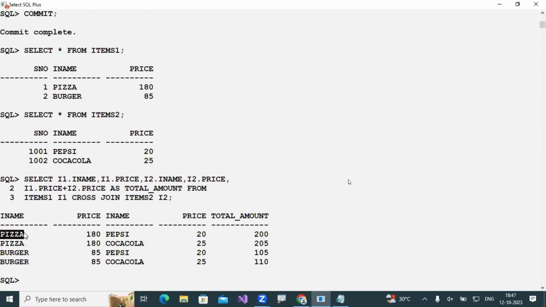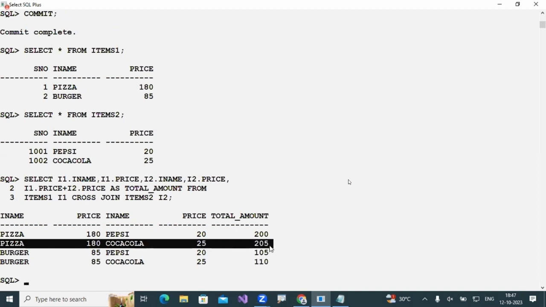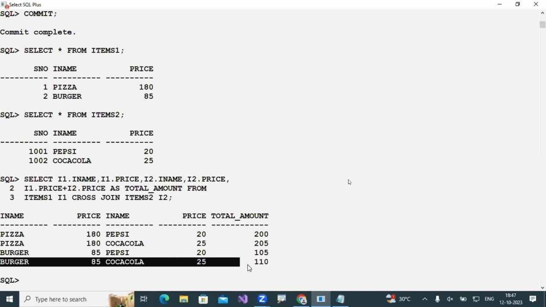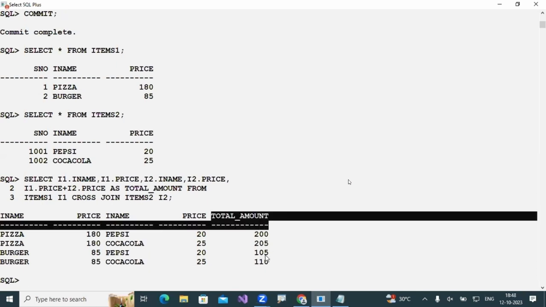One customer selected pizza, 180 rupees, with the combination Pepsi. Total bill amount 200 rupees. One more customer came, they ordered pizza with a combination of Coca-Cola. Then their bill amount is 205. One more customer came, they ordered burger with a combination of Pepsi. That customer's bill is 105. Burger with Coca-Cola combination, that customer 110. So any combination, any customer can select, this is their bill. Amounts can vary here.